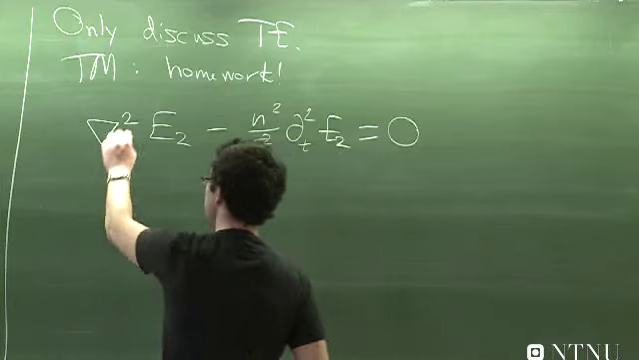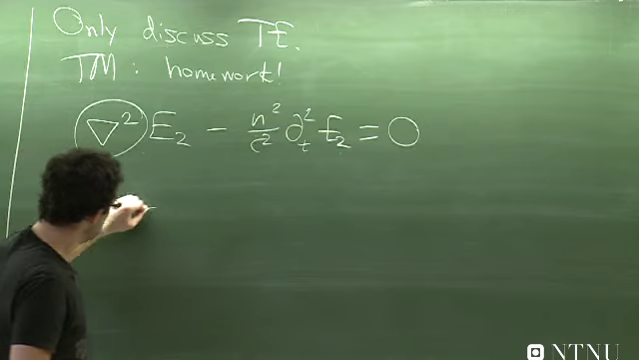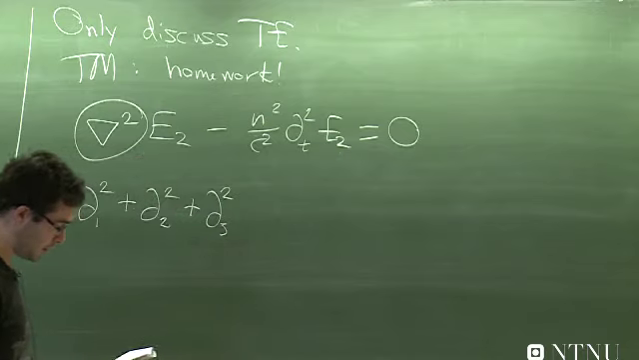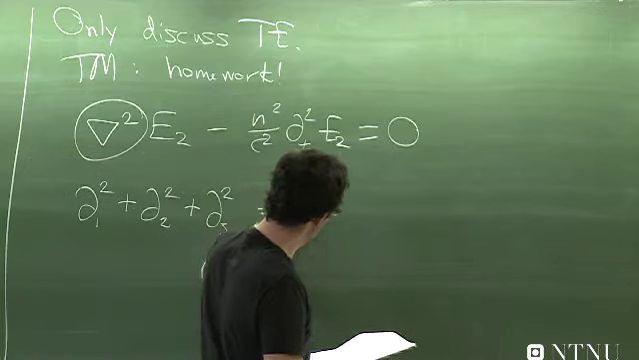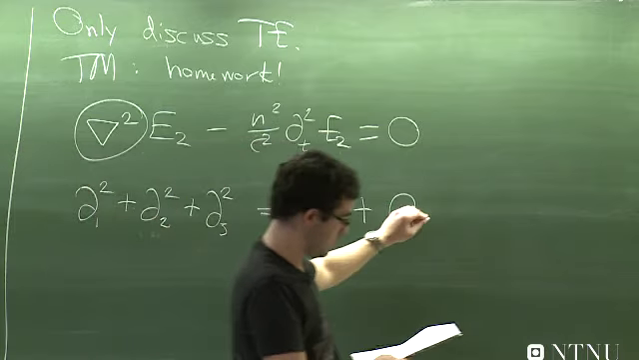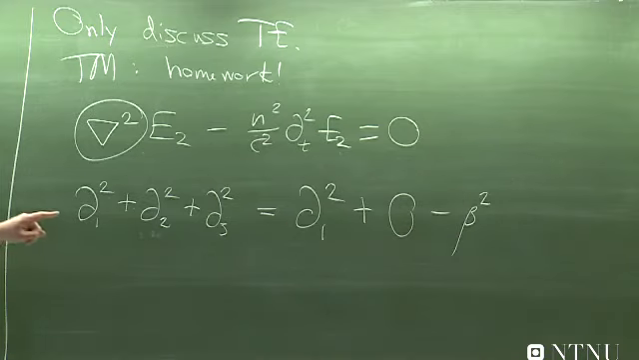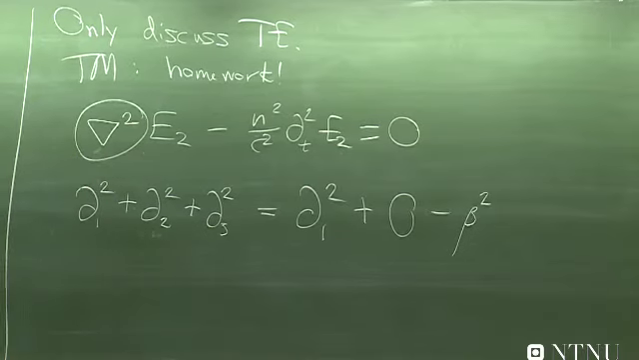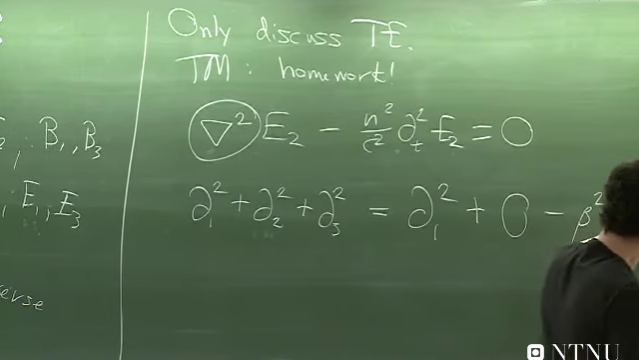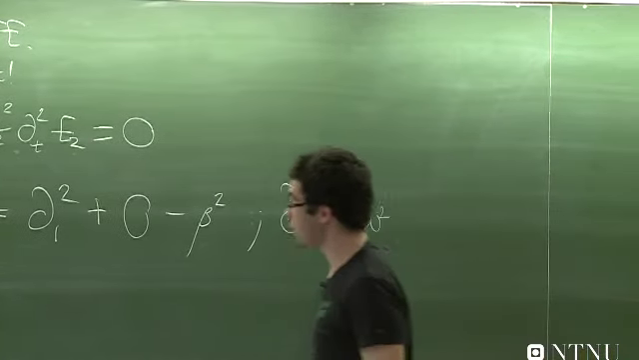Now let's have a look at this guy. What's that? Well, that's d1 square plus d2 square plus d3 square. And that is equal to d1 square plus 0, because there's no x2 dependence, minus beta square. Okay, and now I can just insert this here. And we also recall that dt was simply minus I omega. So let's see, dt is equal to omega, like that.